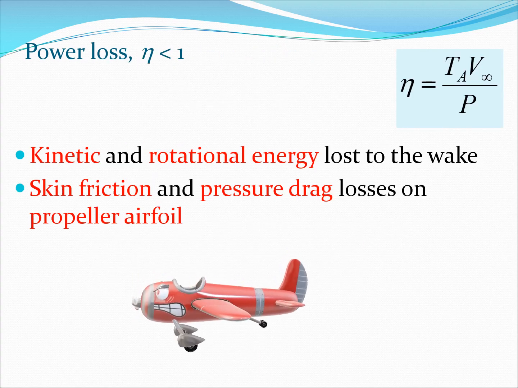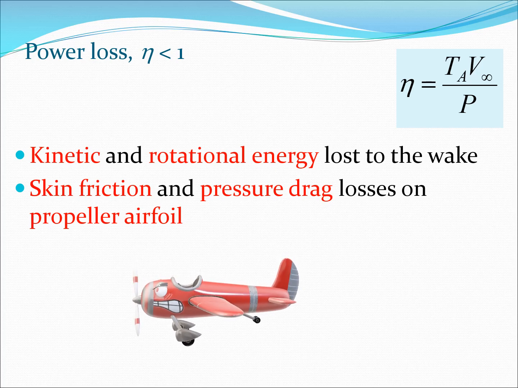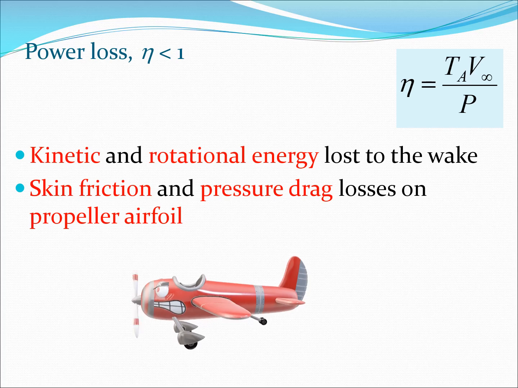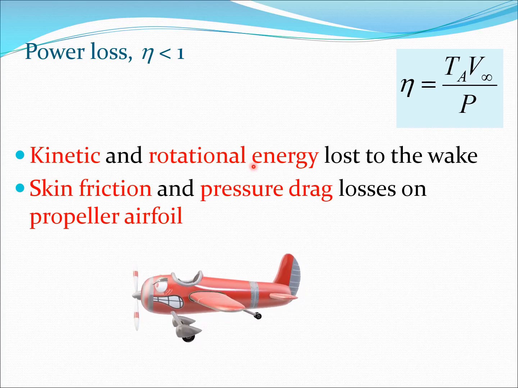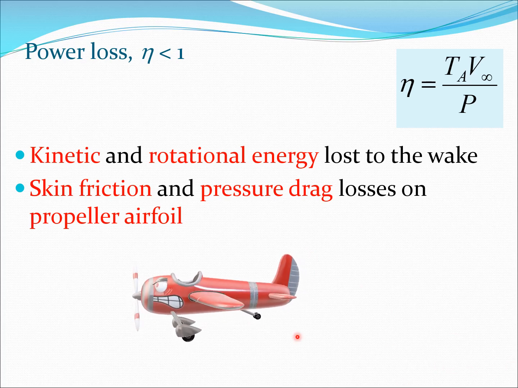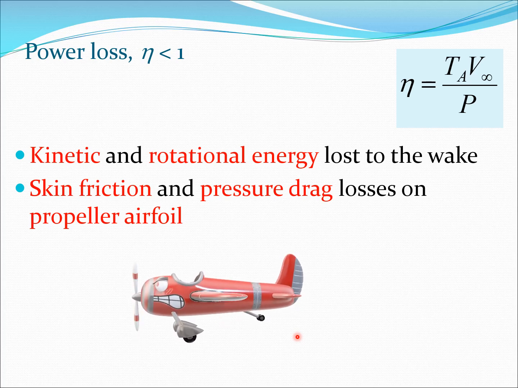Now, of course, in the real world, the efficiencies are always less than 1. Here also the same happens, and that's because there are several losses which take place. So, for example, the kinetic and rotational energy is lost to the wake. If you go far downstream and see, you are going to find the air has a lot of rotational energy, a lot of motion and so on. So, this is some of the energy which is lost.